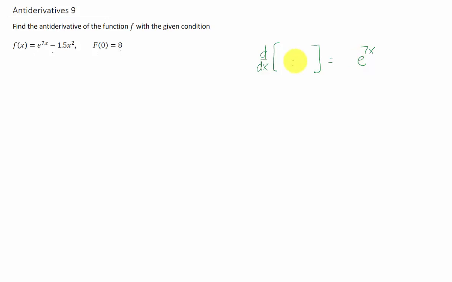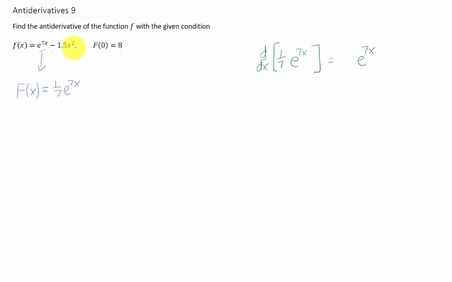So you might say, okay, I know that the derivative of e to the 7x is 7e to the 7x. That extra 7 comes from a chain rule, but we don't want that 7 there. So we can divide both sides of this equation by 7 and come up with the formula that the derivative of 1/7 e to the 7x is e to the 7x. That gives us the first term in our antiderivative.